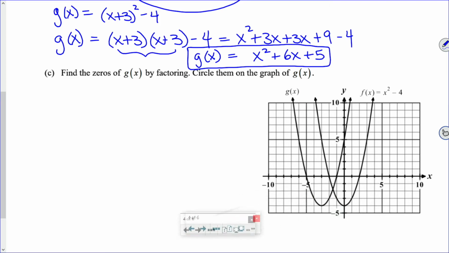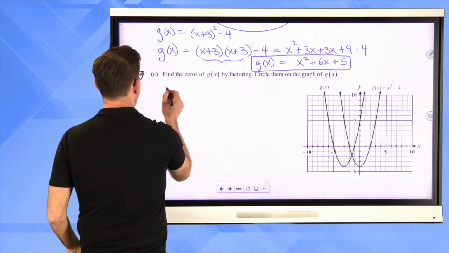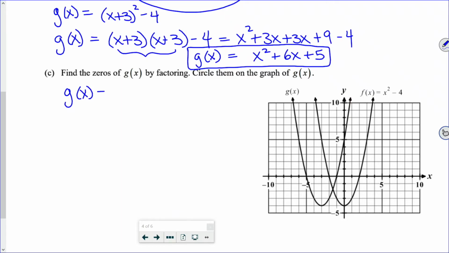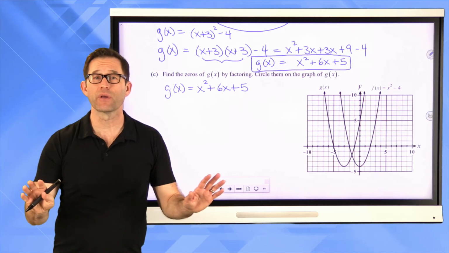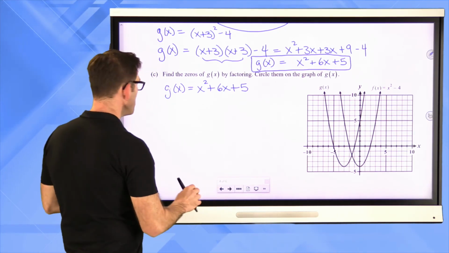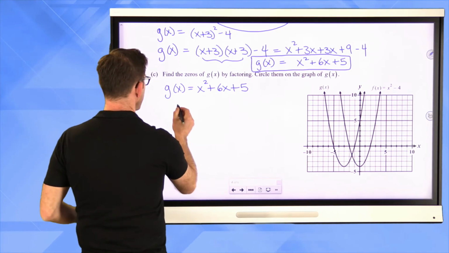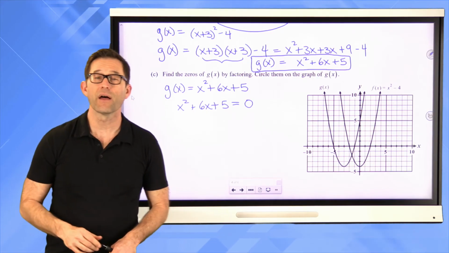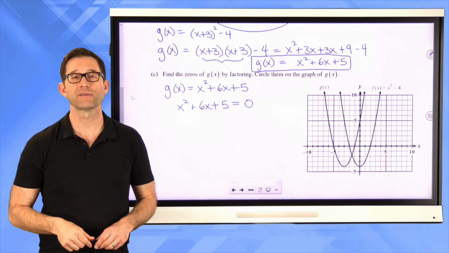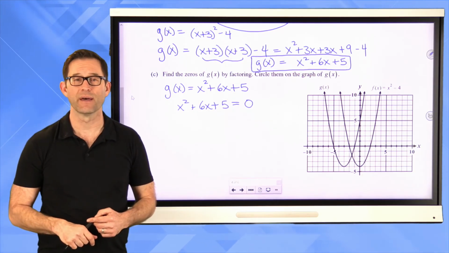Let me move this out of the way. All right, so I want to find the zeros of this particular function by factoring. So keep in mind, right, whenever I'm looking for the zeros of a function, what I'm doing is I'm solving the function set equal to 0. All right, well, I've asked you to do this by factoring. Why don't you pause the video now and go ahead and see what you get.